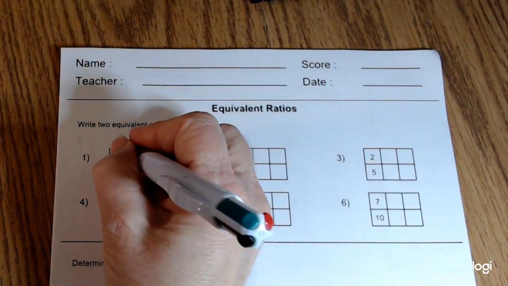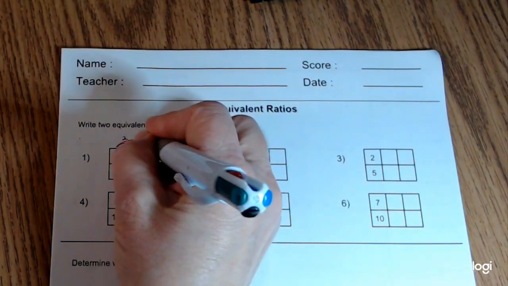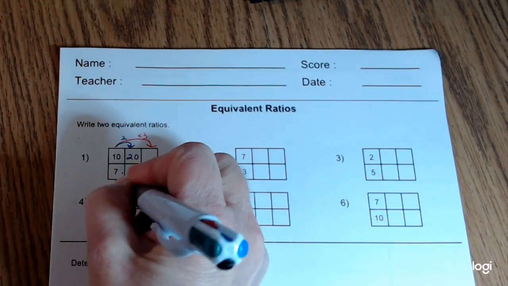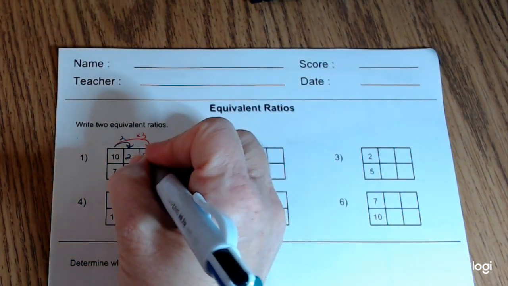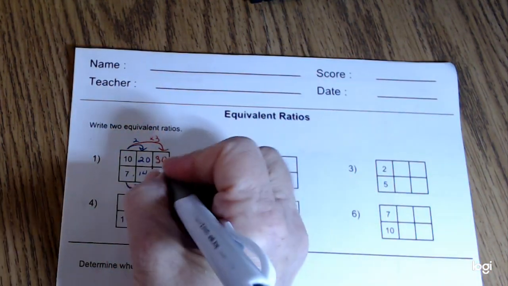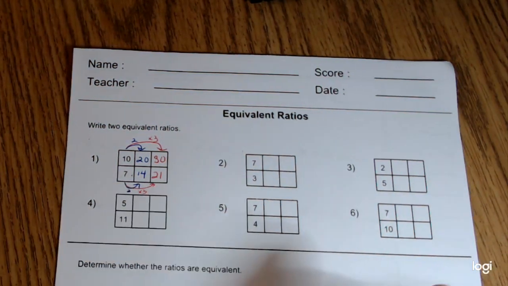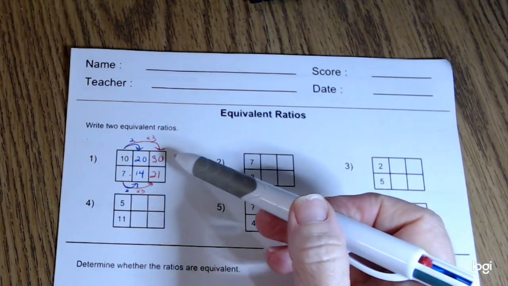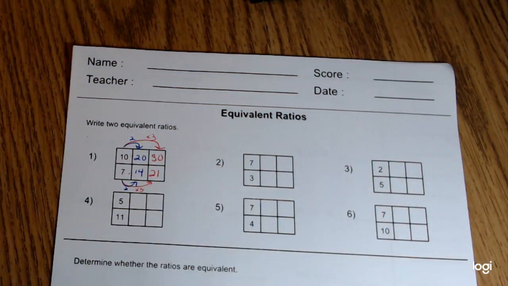I could then also do a different number if I wanted to. I could multiply it by 3. And if I did that, then I have a new ratio. 10 times 3 would be 30, and 7 times 3 would be 21. So I have 3 ratios here that are all equivalent. We have 10 to 7 is equivalent to 20 to 14, and 30 to 21. Okay? Let's try another one here.